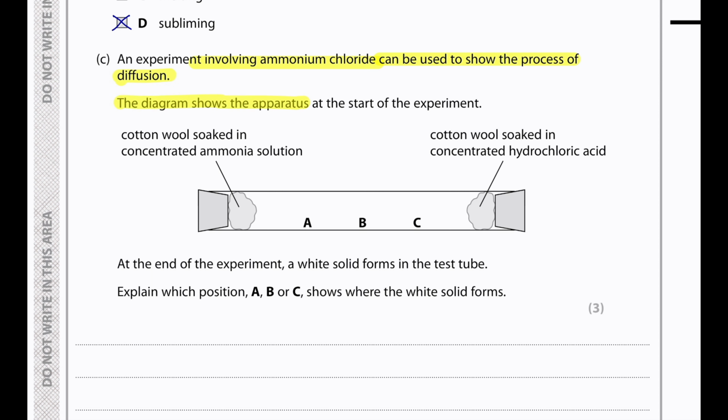The diagram shows the apparatus at the start of the experiment with cotton wool soaked in concentrated ammonia solution at one end and cotton wool soaked in hydrochloric acid solution at another end. Ammonia is NH3, which means the molecular mass is 17, and HCl has a molecular mass of 36.5. At the end of the experiment, a white solid forms in the test tube. Explain which position A, B, C shows where the white solid forms.